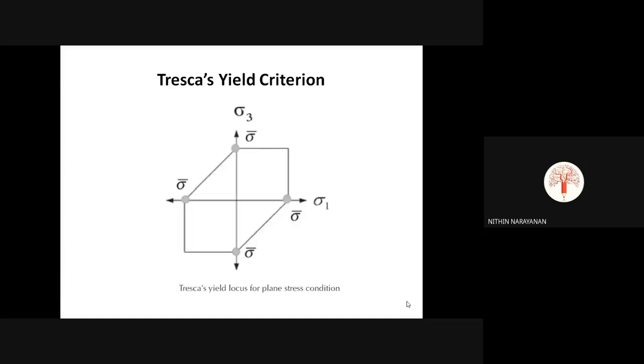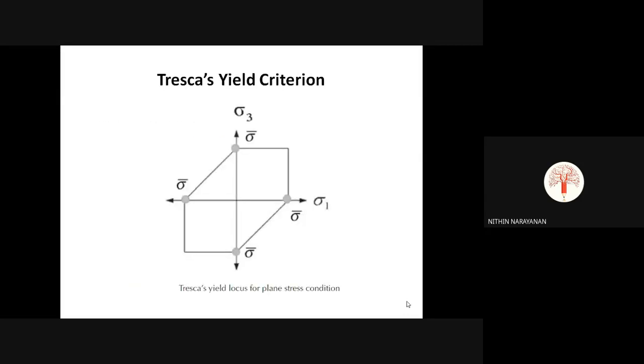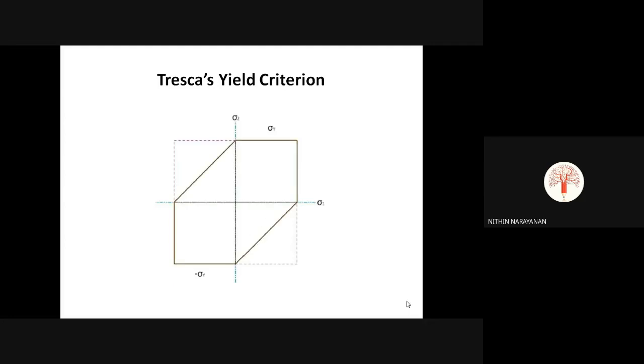As you can see on the screen, we get a hexagonal shape as the yield locus. What should we understand from it? That boundary represents the start of the plastic or deformation condition. Within that boundary, the material will behave as elastic. Beyond the boundary, yielding happens in the material. So this yield locus is of hexagonal shape, which is called the Tresca hexagon. For the Tresca yield criterion, the yield locus is hexagonal. Remember this and learn this figure. This is the Tresca yield criterion.